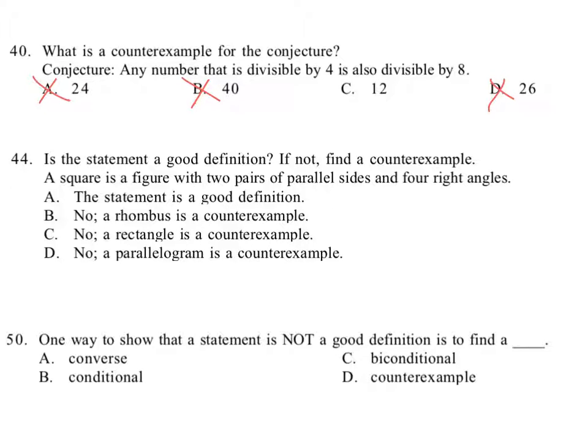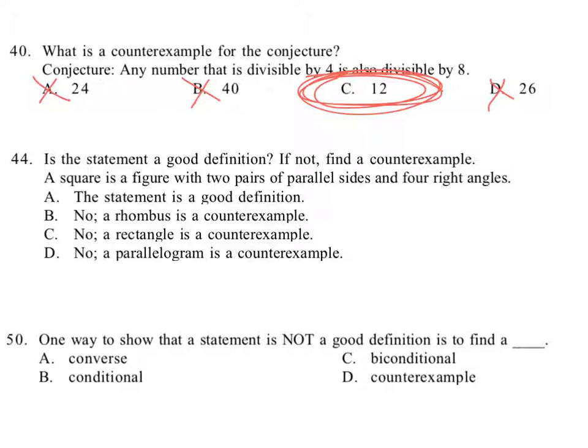Aha, oh, we got rid of D. C, that's divisible by 4. 12 divided by 4 is 3. Perfect whole number. But it's not divisible by 8. If you do 12 divided by 8, you actually get 1 and 1/2. That's not divisible if you're not getting a whole number. So that's a counterexample. Great. Now, using counterexamples to disprove things.